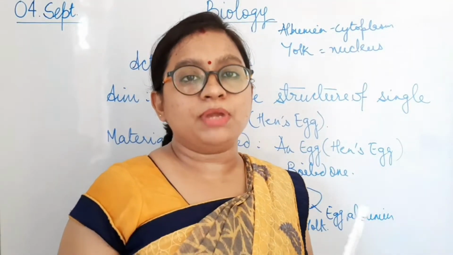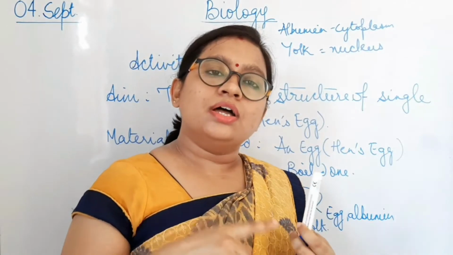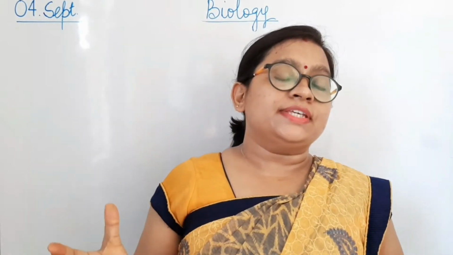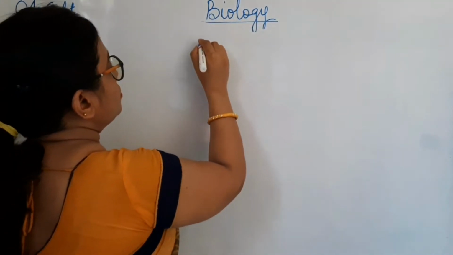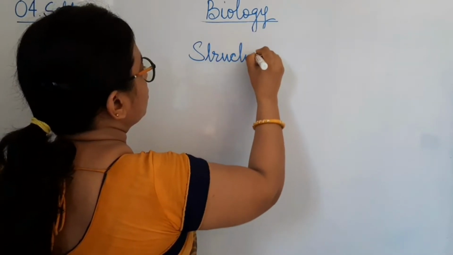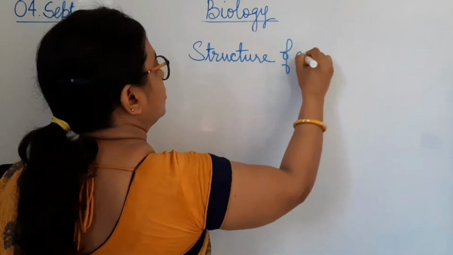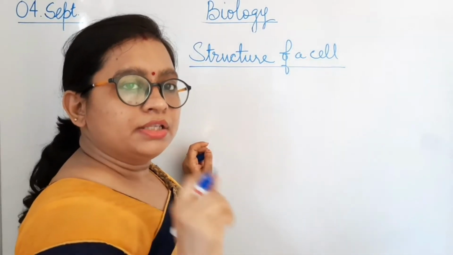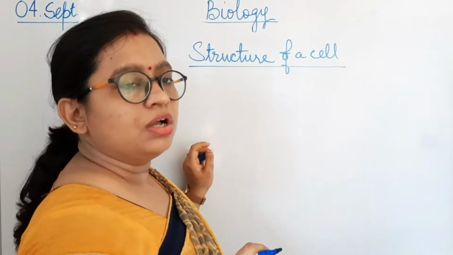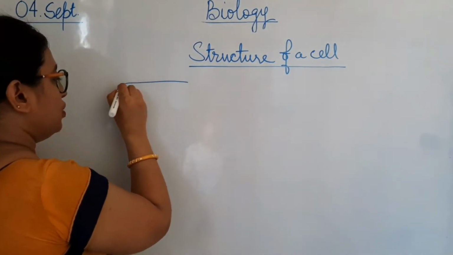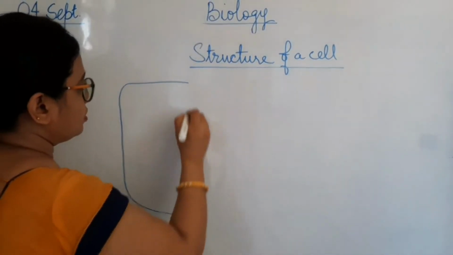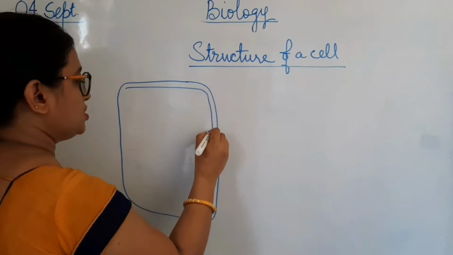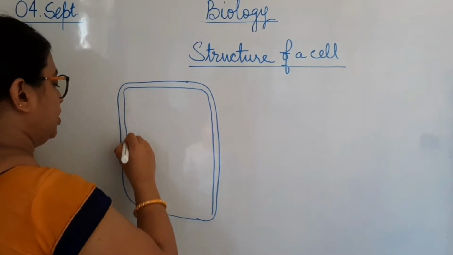Any cell will have three main components, that is cell membrane, cytoplasm and nucleus. Now we are going to discuss that in detail. So now let's see the structure of a cell. If you look into your book, you will find there are two different types of cells. I am going to draw the diagram of the cell over here. You can tell me which cell this is, a plant cell or an animal cell.